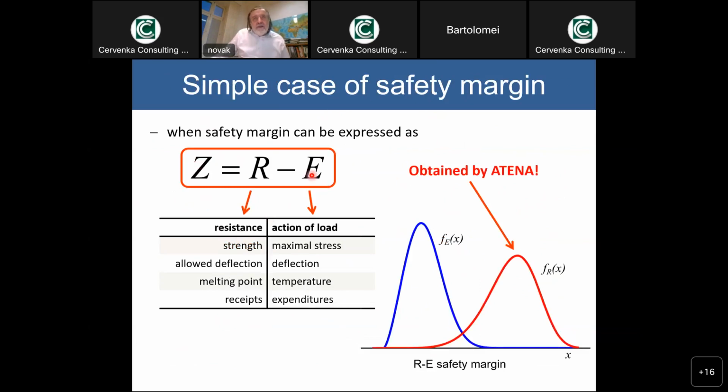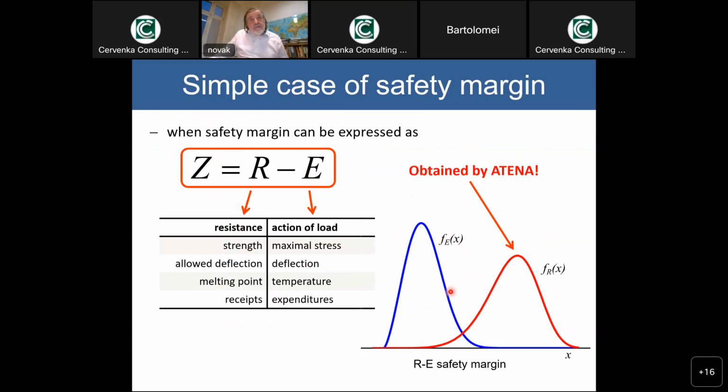This is actually in Eurocode, and you can imagine that resistance is a strength and action of the load is maximum stress, or resistance can be allowed deflection and action of the load is deflection, etc. It can be different types.